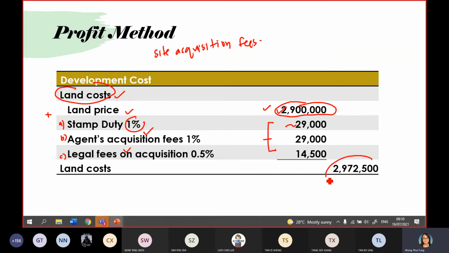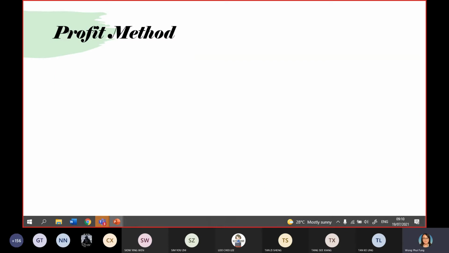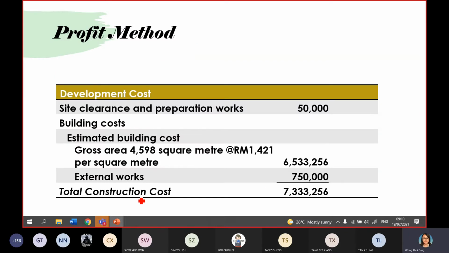So you sum up, this will be your total cost, including the site acquisition fee. All right, then move on is the construction cost. So for construction cost, say for example, your site needs site clearance and preparation work. So you allocate one sum for this part.